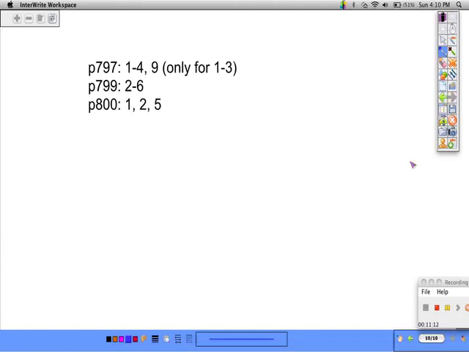Here is the assignment for the second piece of chapter 28.